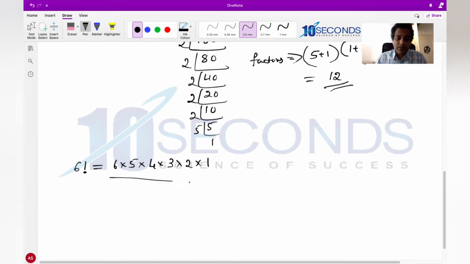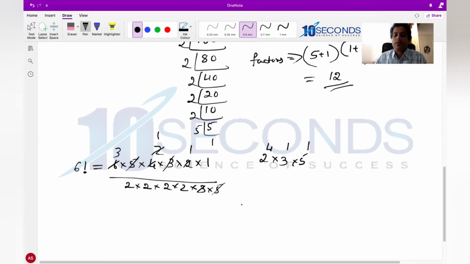Let's check how many numbers are divisible by 2 first. 2, then 4 is one more 2, and 6 has one more 2. So 2 is already 4 times. Now time to check how many 3's are there. Only one number is divisible by 3. How many 5's are there? Only one number is divisible by 5. So 6 factorial is 2 four times, 3 only once, 5 also only once.